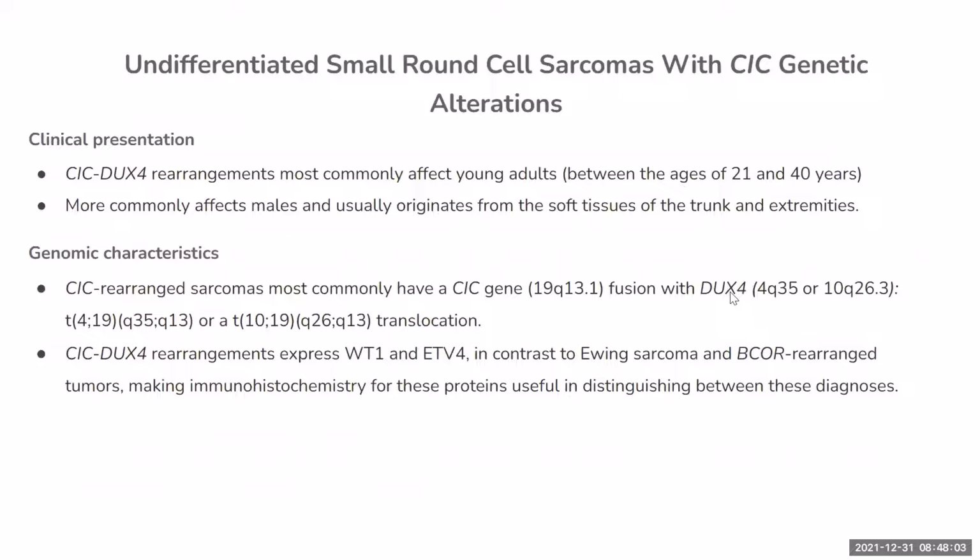What about CIC gene alteration? CIC DUX4 rearrangement most commonly affects young adults between the ages of 21 to 40 years. It more commonly affects males, and usually originates from the soft tissue of the trunk and extremities. CIC rearranged sarcoma most commonly has the CIC gene, which is on locus 19q13.1, fused with the DUX4 gene, which is on 4q or on 10q, thereby leading to translocation of 4;19 or 10;19.